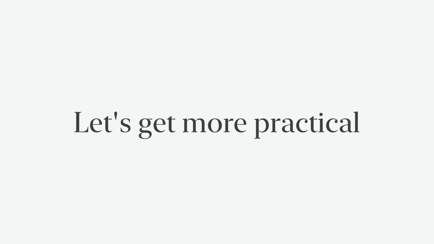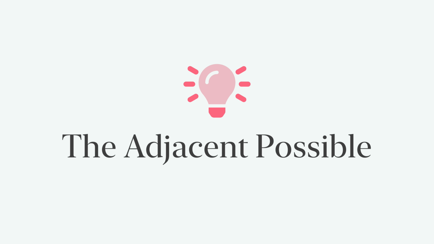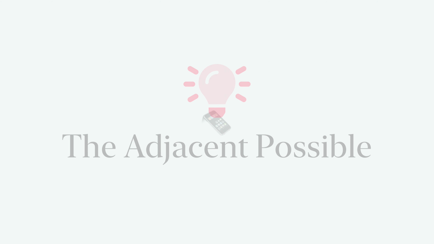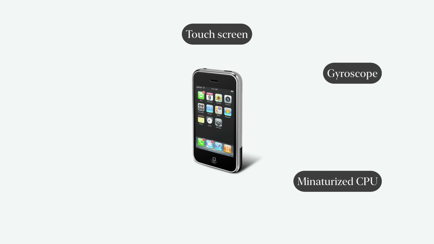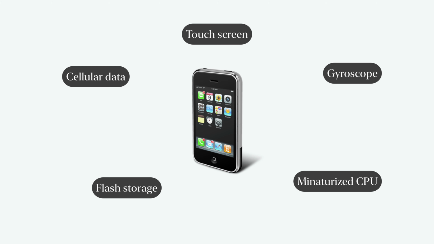And I'll admit looking at atoms combining is a bit abstract, so let's get a little more practical. Let's take a look at recent technology. The smartphone is a great example of something that clearly represents the adjacent possible. If we look at the original iPhone specifically, we see a product that undeniably changed the world, but you can look at its component parts and say none of them were brand new. Touchscreens, gyroscopes, miniaturized CPUs, flash storage, and cellular data all existed before the iPhone, but the iPhone took those component parts and turned them into something new.